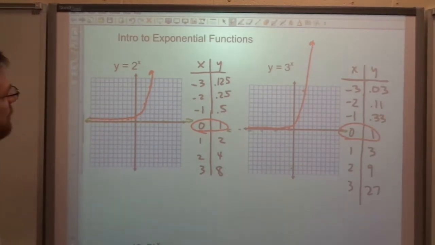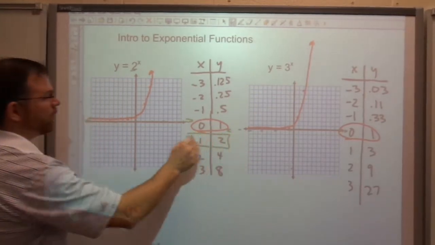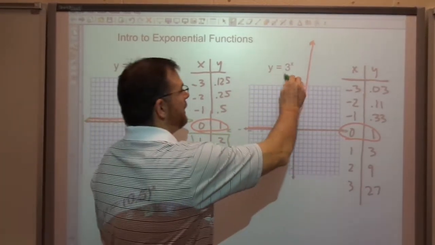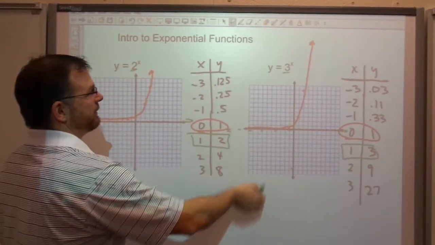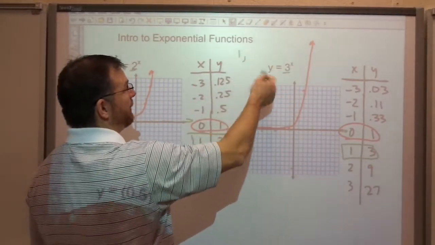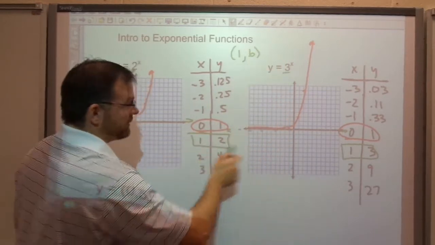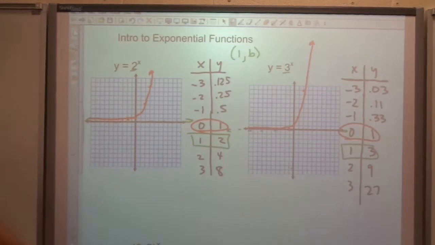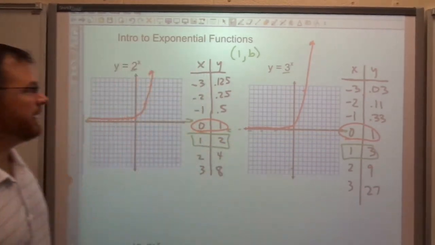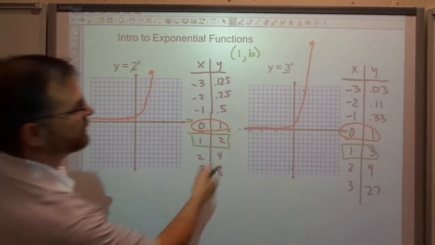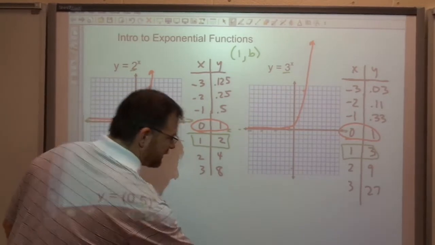One of the things that I hope you might see is that this number is 2. When x is 1, y is 2. When this is 3, when x is 1, y is 3. We've got 1 comma this number, and we refer to this as b. 1 comma b is true in both of those. And we always have a y-intercept of 1 in both of those. So those are some of the things that are the same. One of the things that's different is that this one's a little bit steeper because the number is a little bit bigger. So the bigger number makes it a little bit steeper.